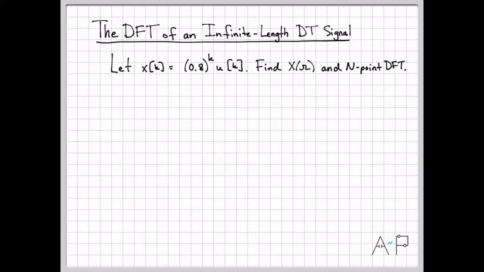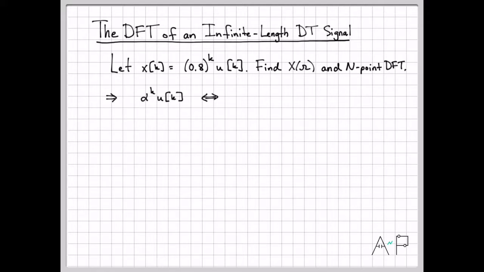What we're going to do here is go ahead and compute the DTFT. So the DTFT is x of omega. And once we have that known, when we compute the DFT in MATLAB, we know that the values that we compute for the N-point DFT should lie on top of this curve that we compute here analytically. So let's go ahead and compute the DTFT.